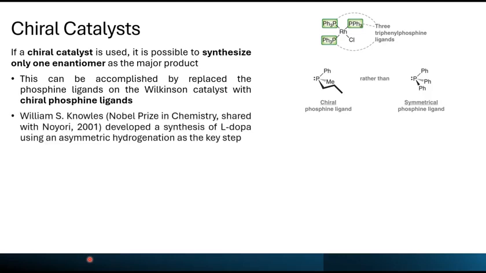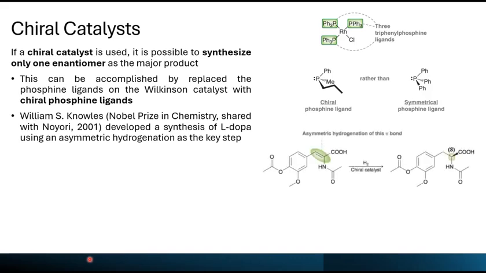William S. Knowles won the Nobel Prize in Chemistry with Noyori in 2001. They developed a synthesis for L-DOPA using an asymmetric hydrogenation as a key step. In order to develop L-DOPA, they had to use a chiral catalyst as they added H2 across a double bond. They obtained the S.